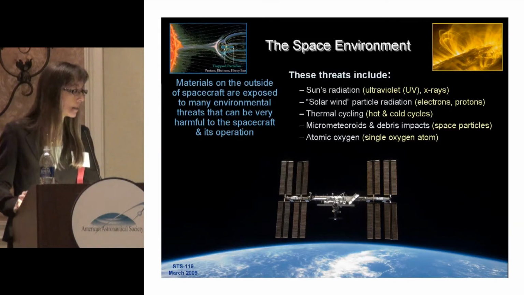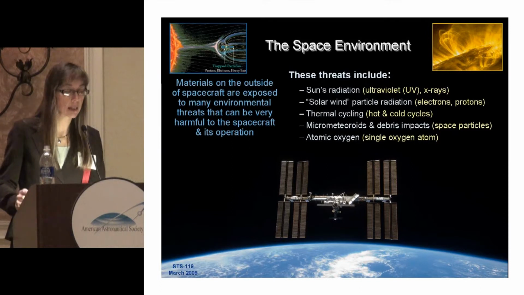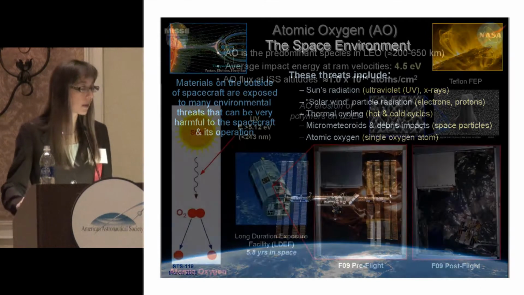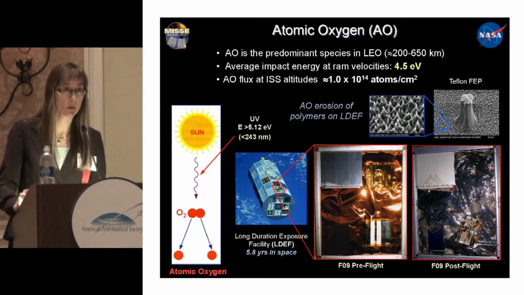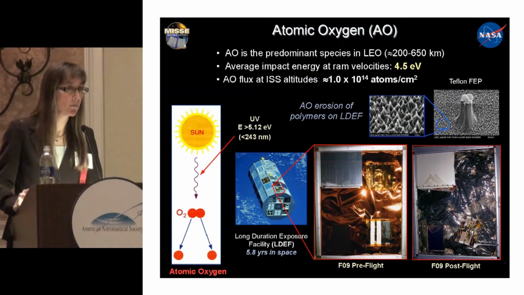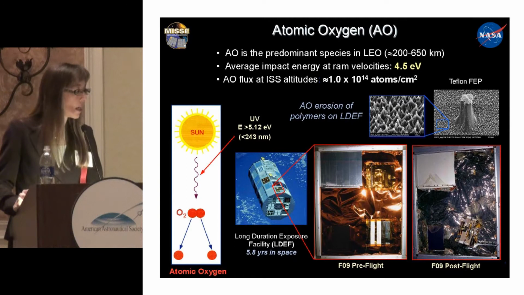For those who may not be familiar, materials on the outside of spacecraft are exposed to many environmental threats that can be very harmful to the spacecraft and its operation. These include solar radiation, charged particle radiation, thermal cycling, micrometeorite debris impacts, and atomic oxygen. Atomic oxygen is a predominant species in the low Earth orbit environment. It's formed by photodissociation of molecular oxygen by energetic UV radiation.